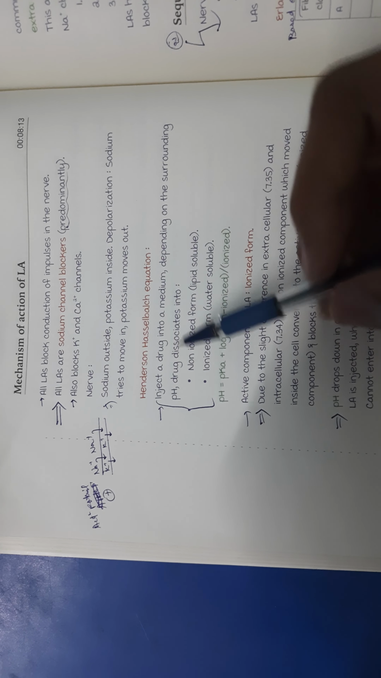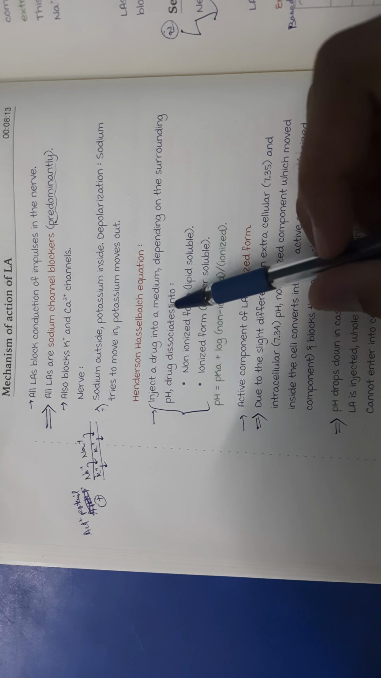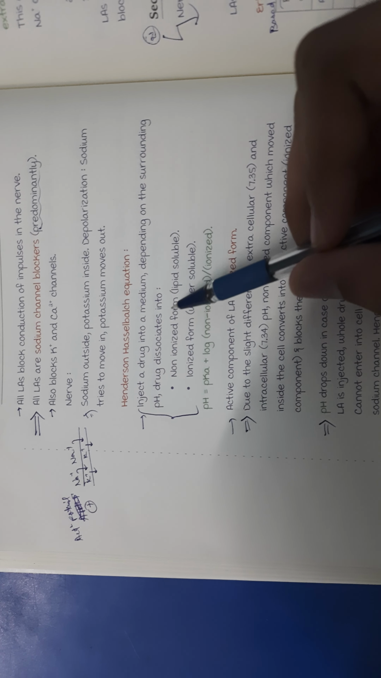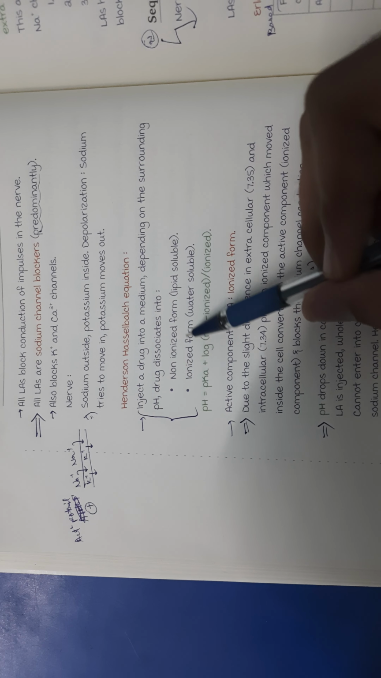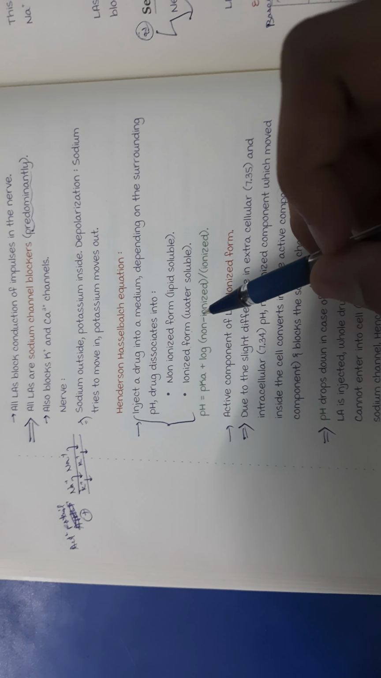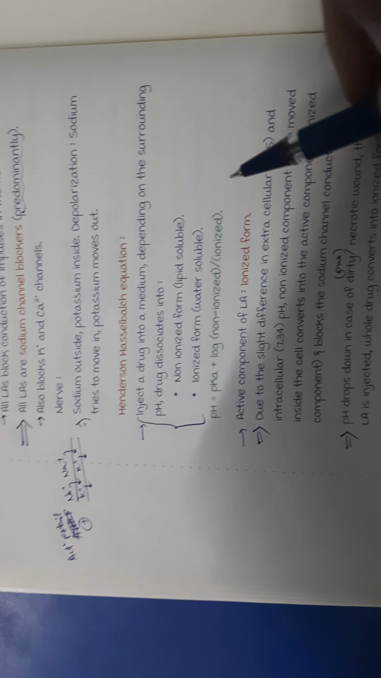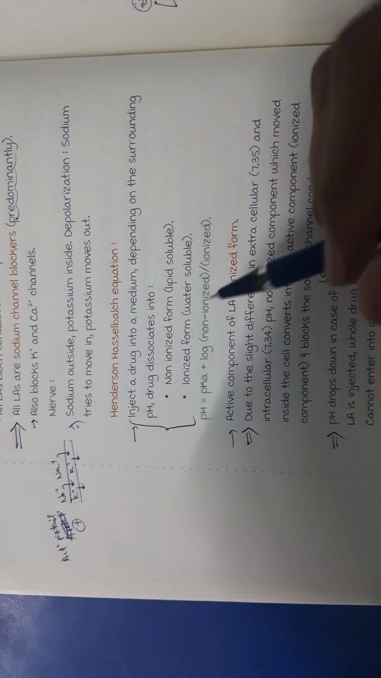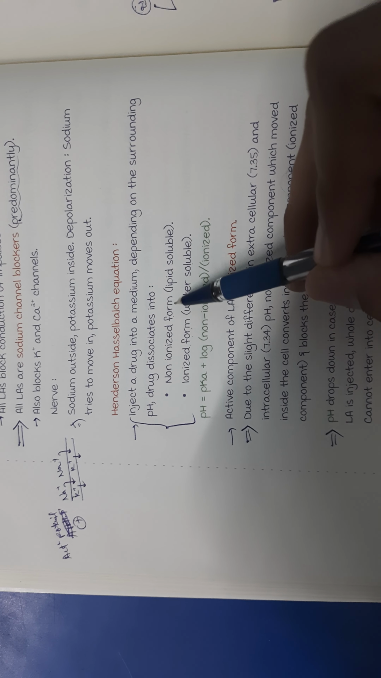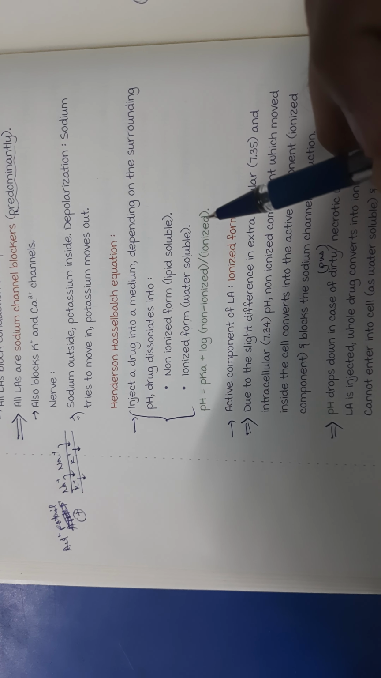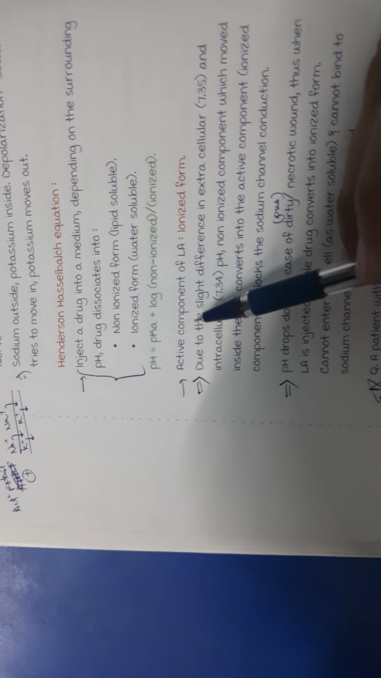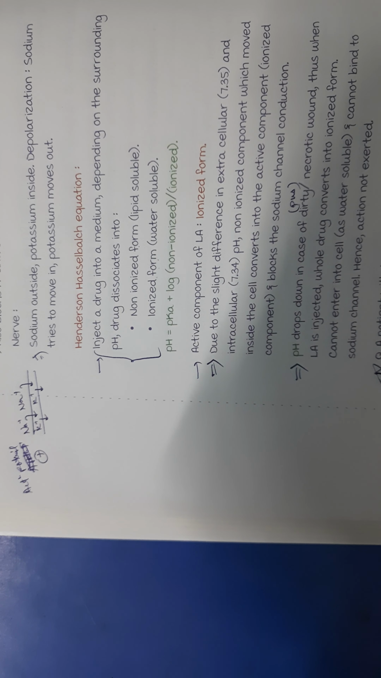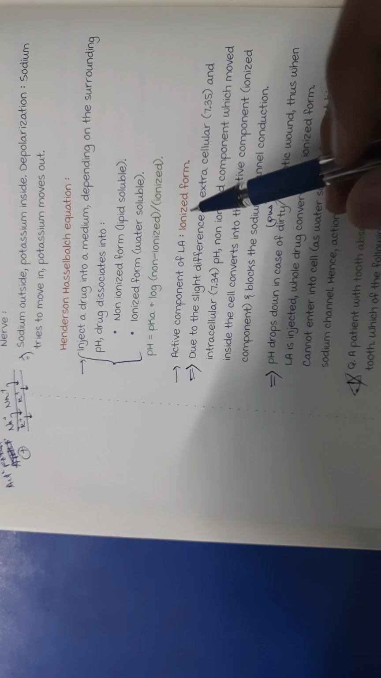After injecting the drug, depending on the surrounding pH, the drug will dissociate into a non-ionized form and an ionized form. You know polar molecules are water soluble, so the ionized form is water soluble and won't be able to go inside the nerve cell. But the non-ionized form is lipid soluble, so it will be able to cross the lipid membrane, go inside the cell and block the sodium channels. So the active component is the ionized form, but the component which crosses the lipid membrane and goes inside the cell is the non-ionized form.